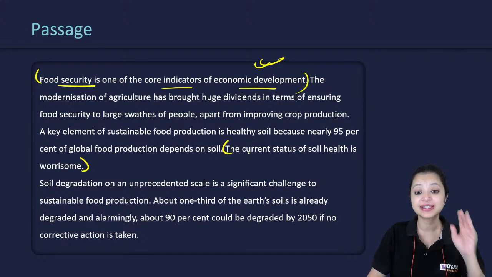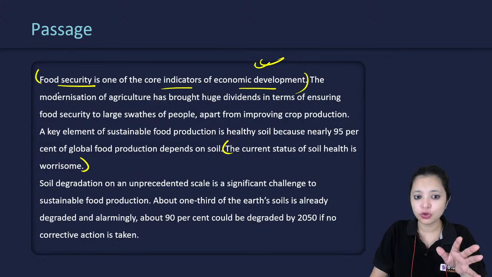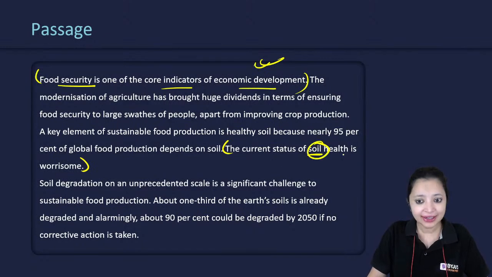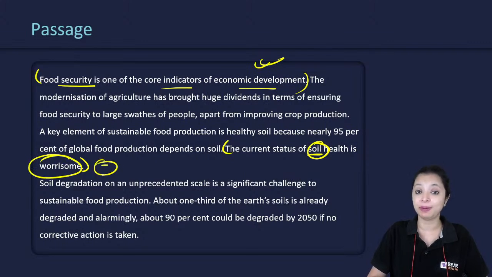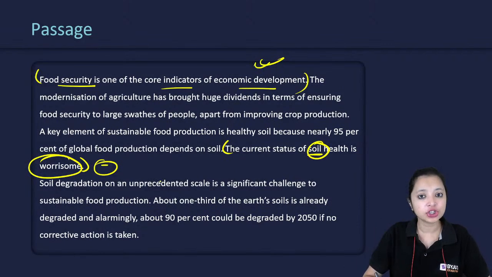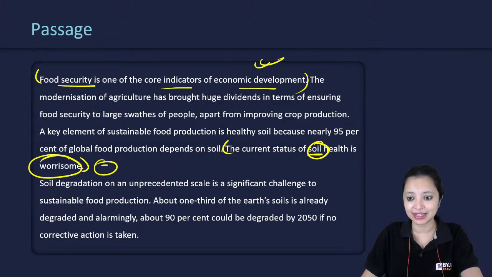The contradiction says that though food security is the core indicator of economic development and food security is dependent on our soil, the current health of our soil is worrisome. So the moment I bring out a negative aspect of it, because till this time we were talking in a generic sense, a negative connotation is pointed out, a very important line. Exactly. Okay, first line. To improve food security, it is required to maintain soil fertility. First line, first para, last line, and second para, last line.